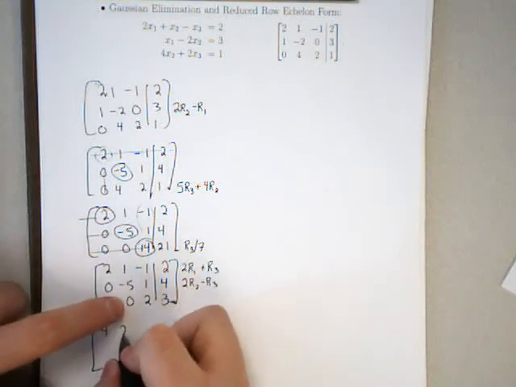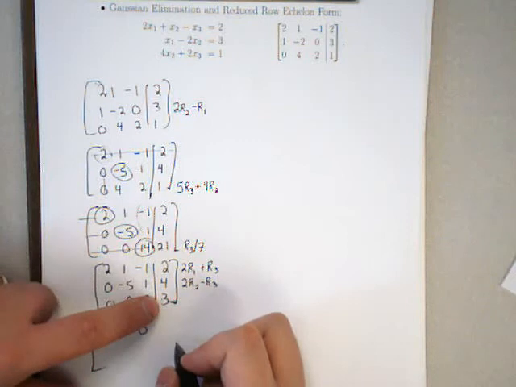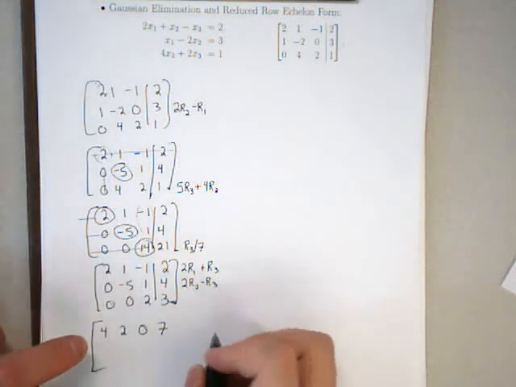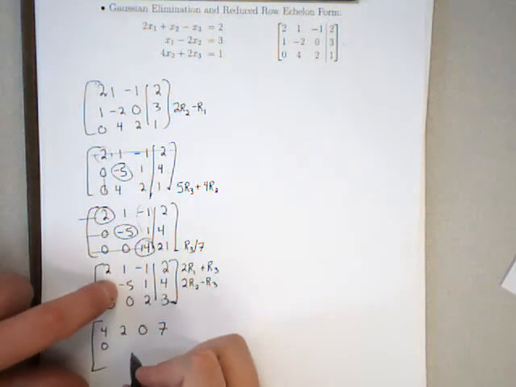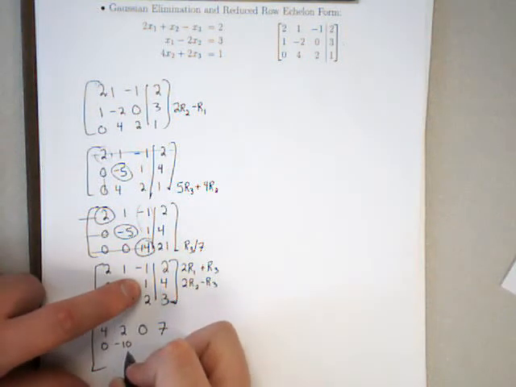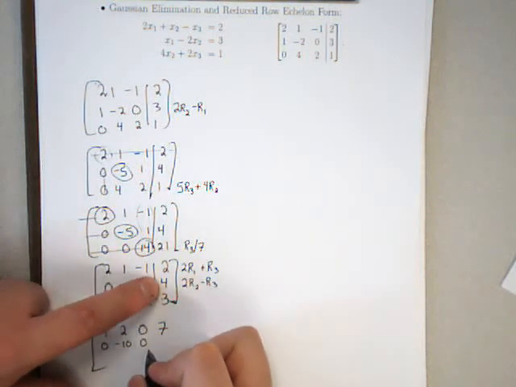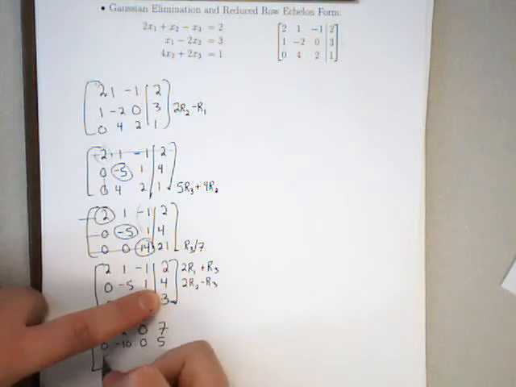2 of these plus that makes it a 2. 2 of those plus that makes it a 0. And 2 of those plus that, 4 plus 3 makes that a 7. That's a 0. Now I want 2 of those plus that, so that's a negative 10. 2 of those minus that, it's negative 10. 2 of those minus that is 0, and 2 of those minus that makes that a 5.